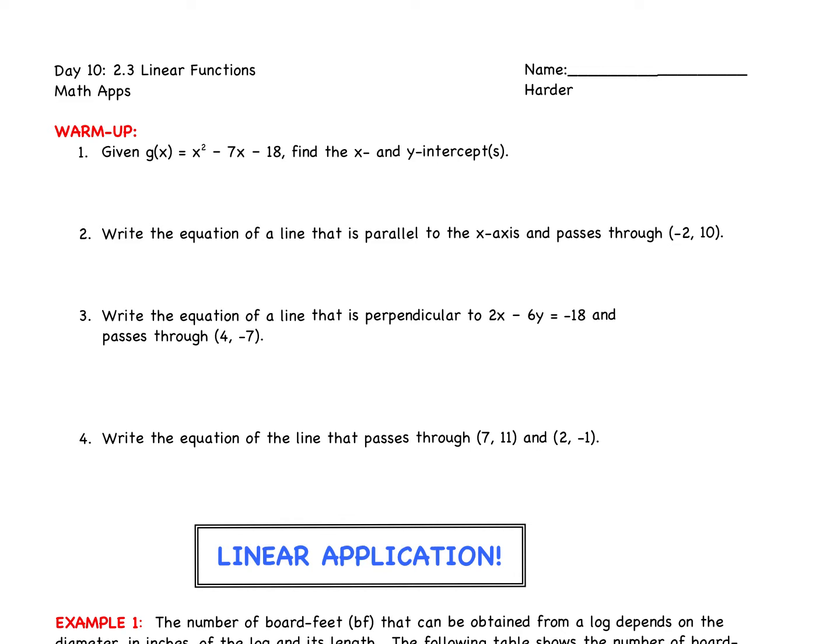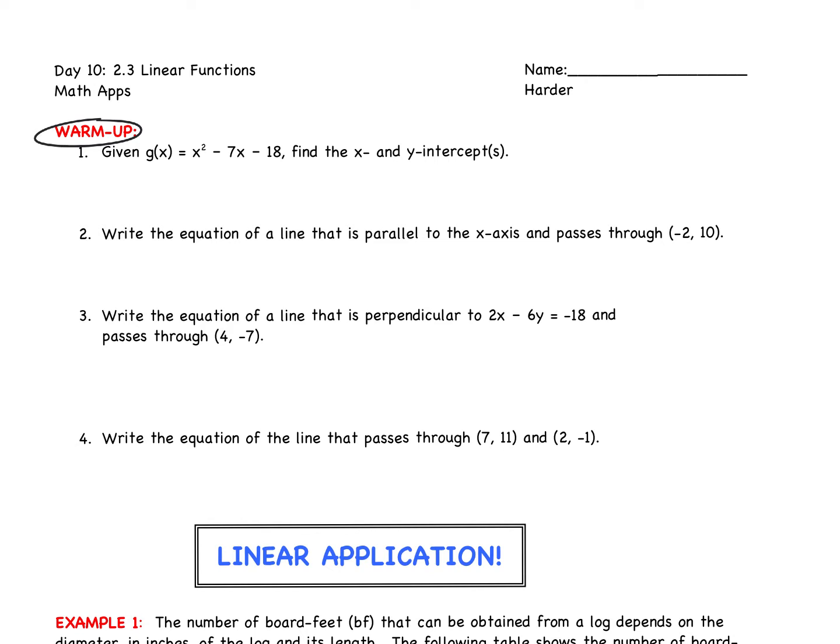Okay, last set of notes, day 10 covers linear applications. So still lines, but we're going to do a word problem with lines. Before we do that though, in a minute in your groups, you are going to be doing this warm-up at the top, which is all 4 of these problems. So 3 of them are lines and 1 is a review. If you need a review of 1, we covered it in day 1.